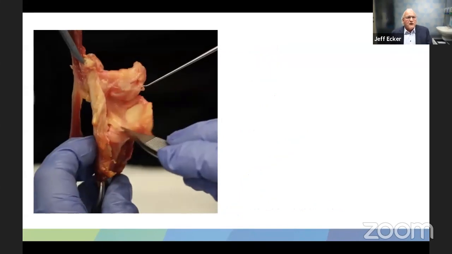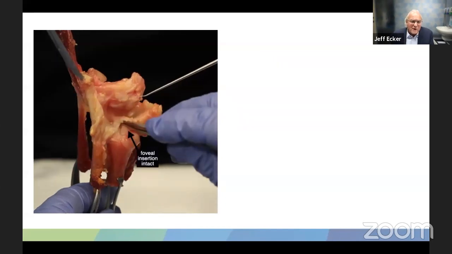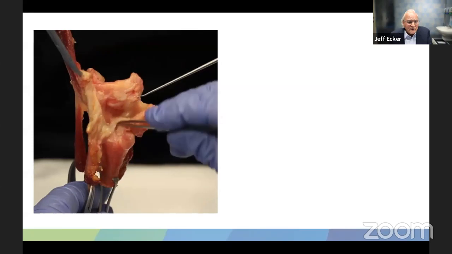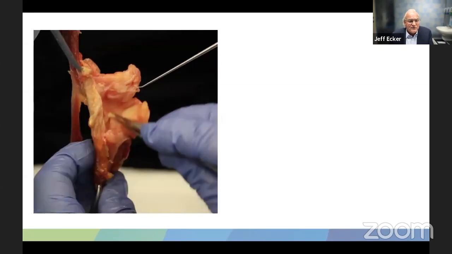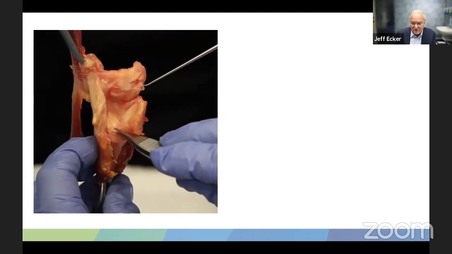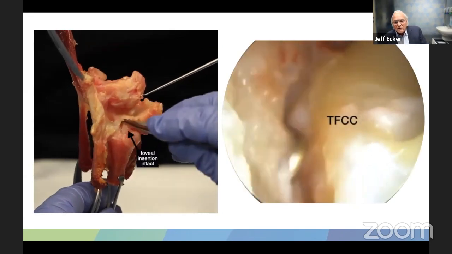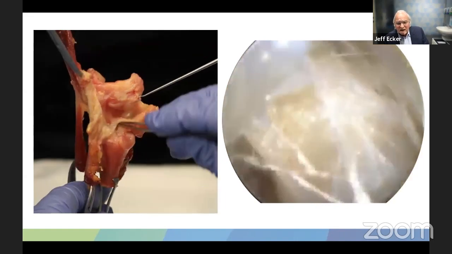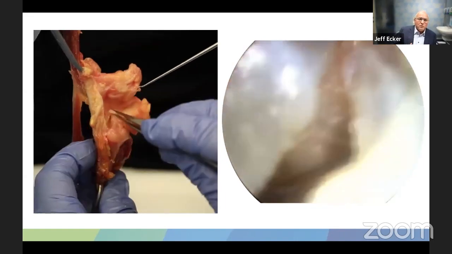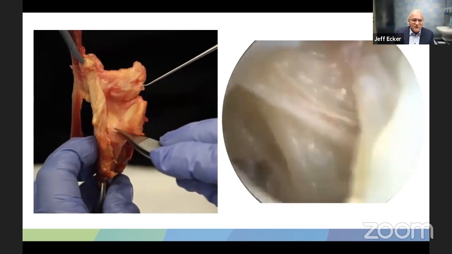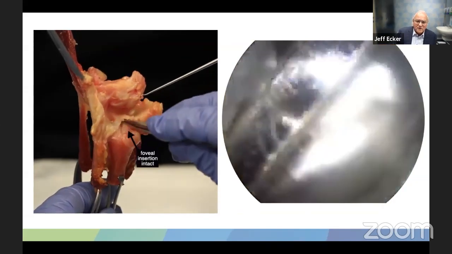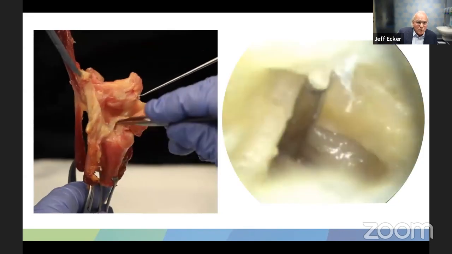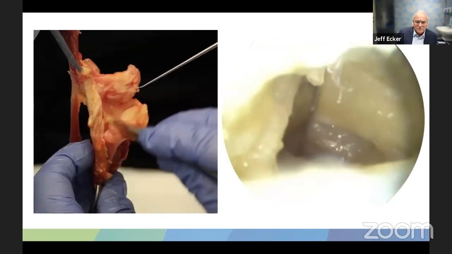How does this happen? This is a dissection on a cadaver, and you can make anything happen in a cadaver, but you can see if you divide it dorsally, you can get a positive hook test with an intact foveal insertion. And if you look here, the triangular fibrocartilage is on the right, and I'm coming in through 4, 5, or 6R, and you can see looking down between this deep peripheral tear right into the foveal insertion. It's amazing what you can see using dry arthroscopy and a 1.9 millimeter scope.